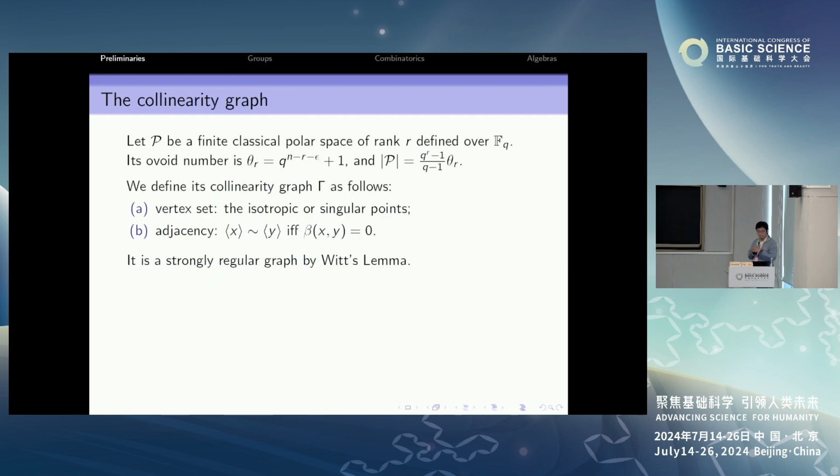Now some related combinatorial objects. Starting from a classical polar space, we define its collinearity graph as follows. Its vertex set is the points, which are the isotropic or singular points. We use the term singular in the case of a quadratic form. Two points are adjacent if and only if they are perpendicular. It is a strongly regular graph, which is a simple corollary of Witt's lemma.